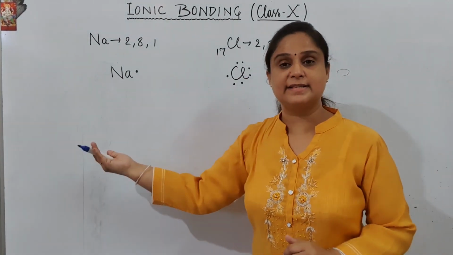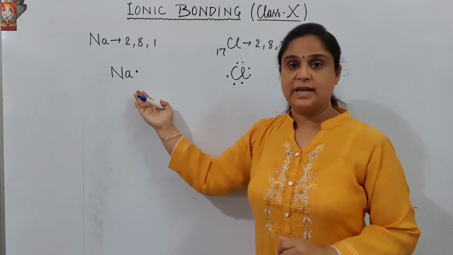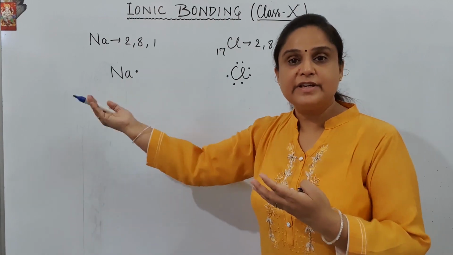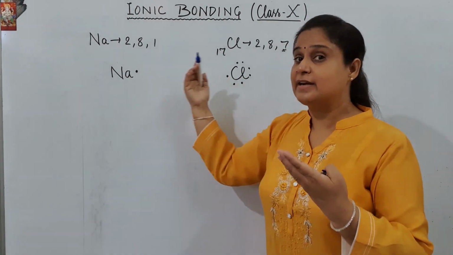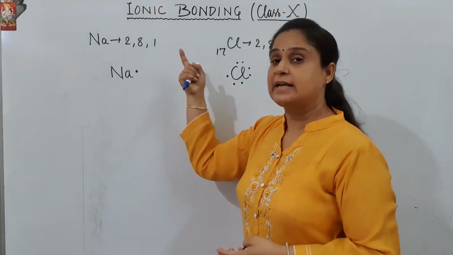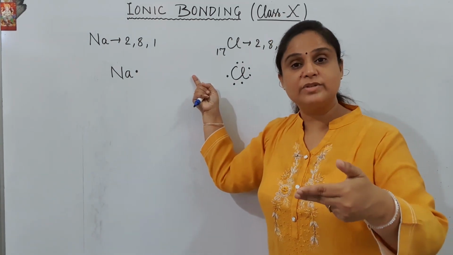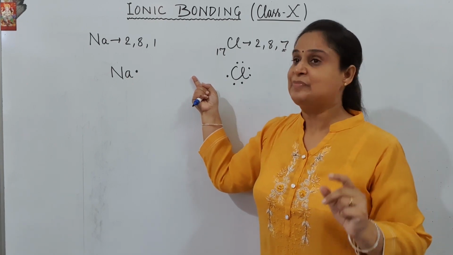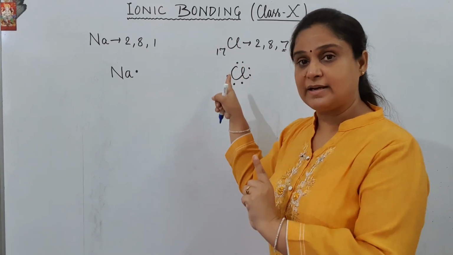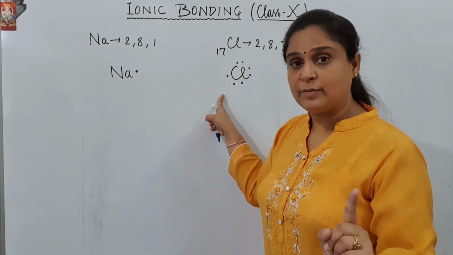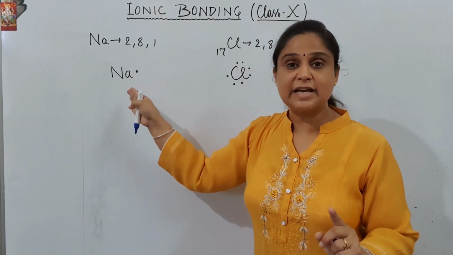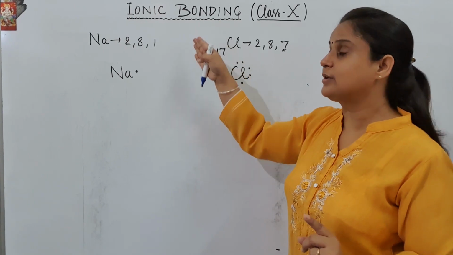Now what do their needs say? This wants to lose and this wants to take. So obviously they are complementary to each other. If one gains and the other loses, both of them will get satisfied, and that is why metals and non-metals react by losing and gaining electrons. One of the elements, that is the metal, always loses, and that is gained by the non-metal atom, and this creates a bonding between these two, and this type of bonding is called ionic bonding.